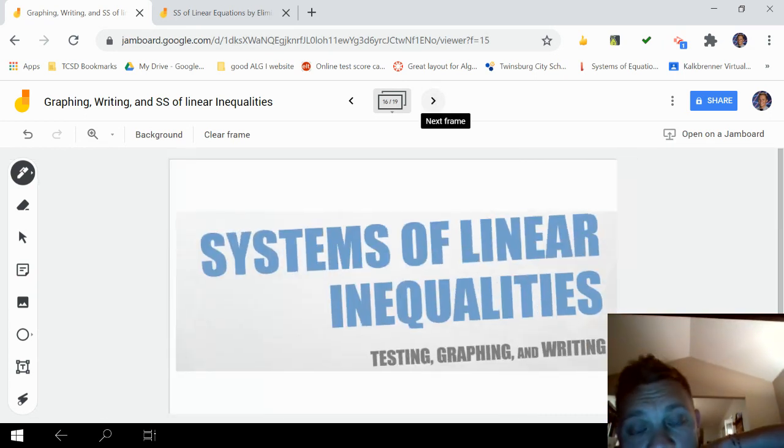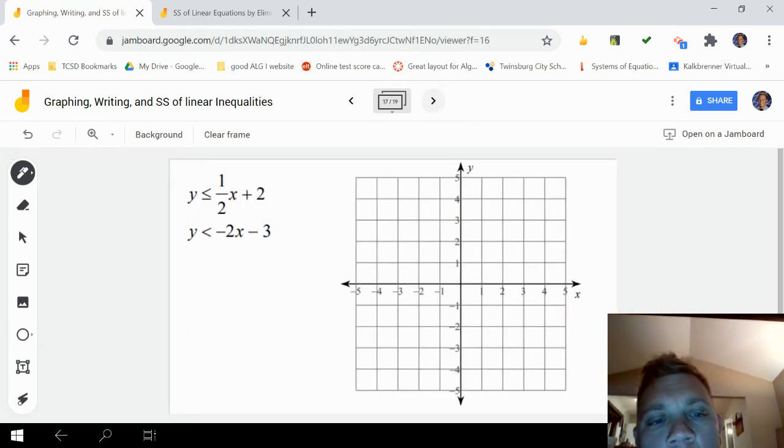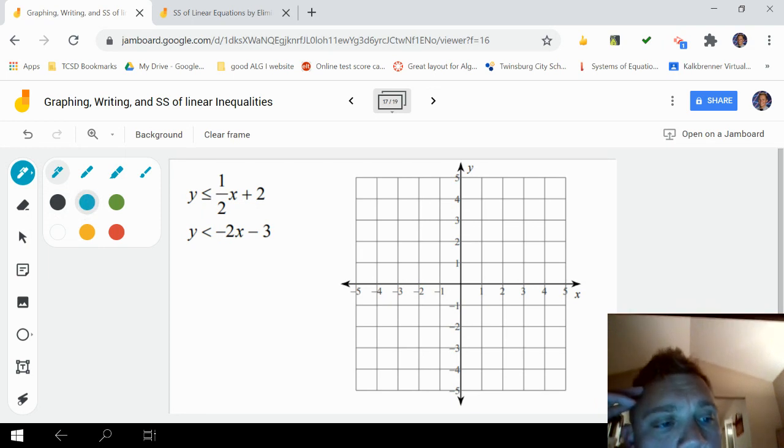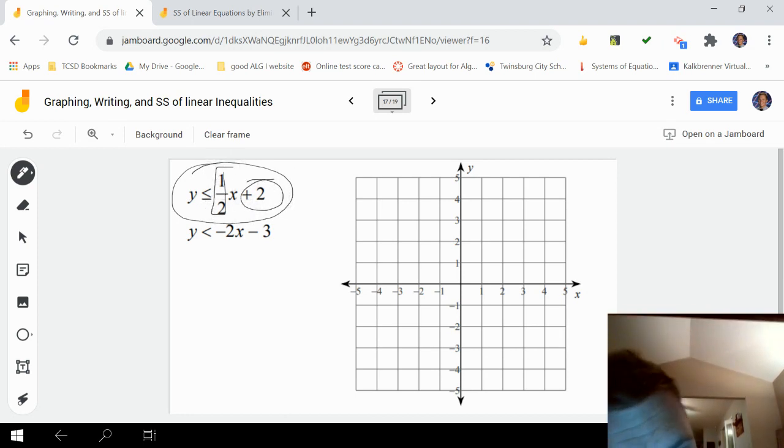Systems of linear inequalities. Remember, anytime we say the word system, it means more than one line. So all we're going to do is graph 2 lines, and then watch what's going to happen here. I'm going to graph this line first. Y is solved for. Here's my rate of change, my bestie for x. And then my constant is my y-intercept, where my starting point is.